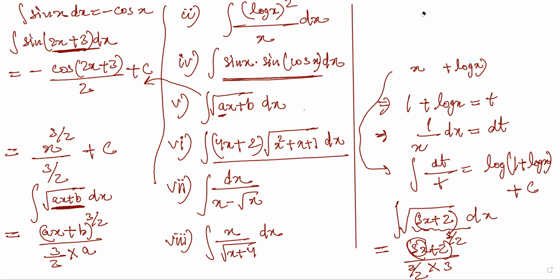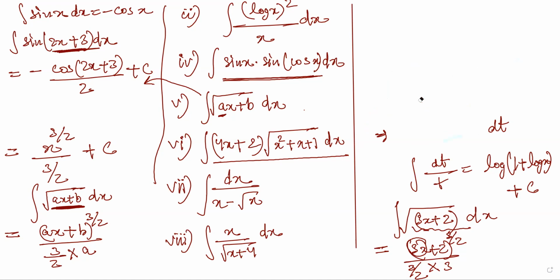No, not yet, sir, but we have 4x plus 2. Can we take 2 common from 4x plus 2? Yes, sir. Then it would become 2x plus 1. Am I correct?